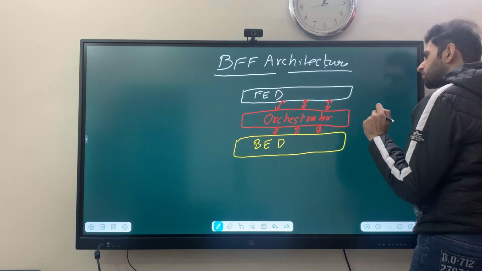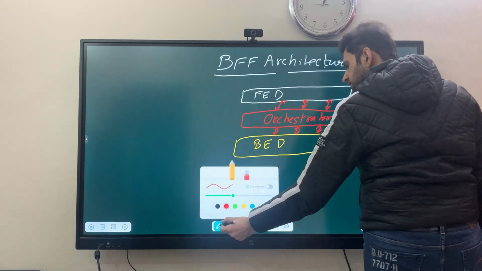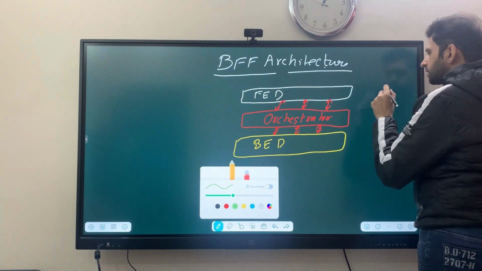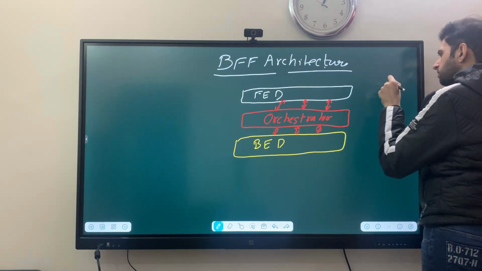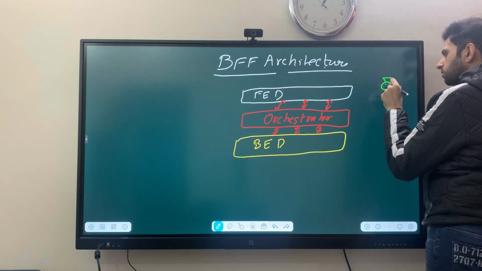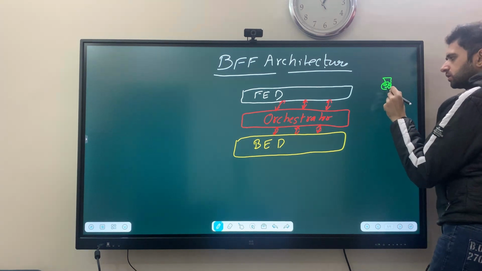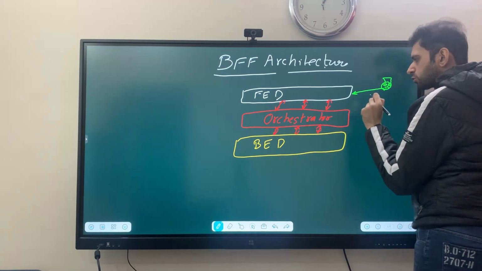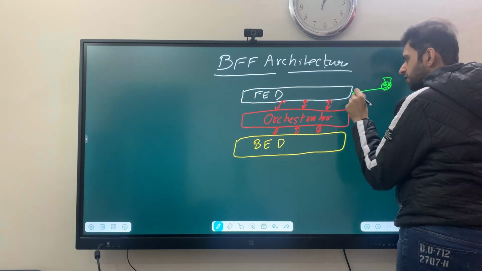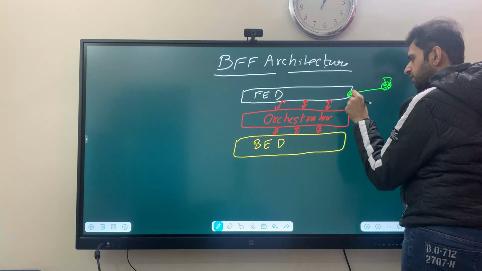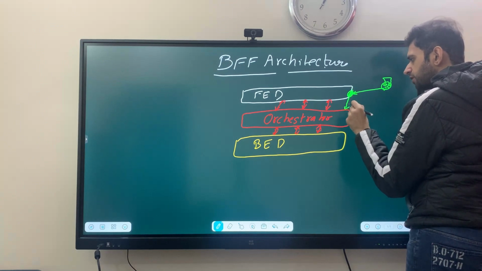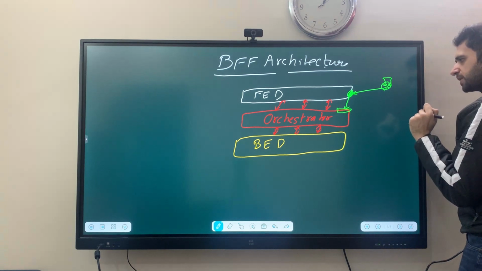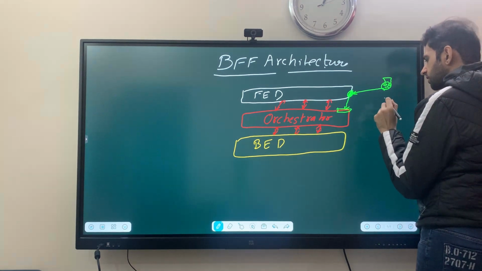So now the use of this BFF architecture is, let's suppose a hacker comes, he gets into front end and he tries to maliciously enter into backend. He will be stopped by an orchestrator. He will get one medium. Okay, this was one thing.